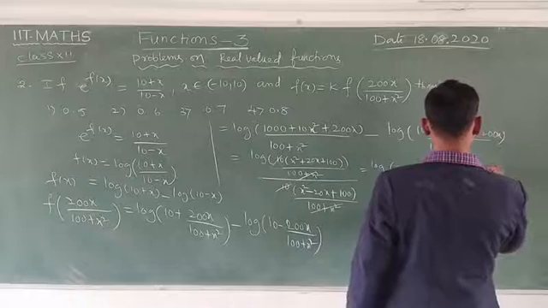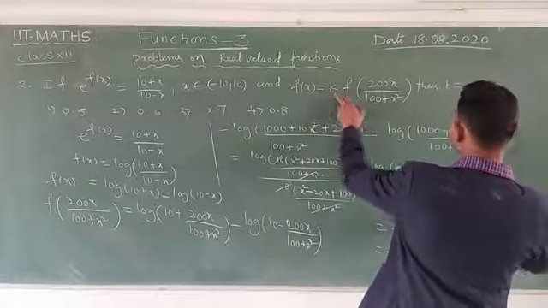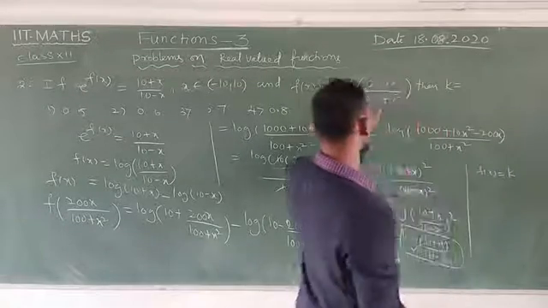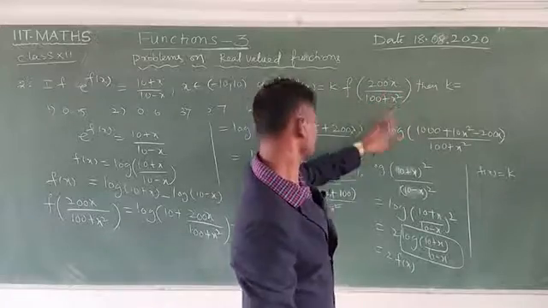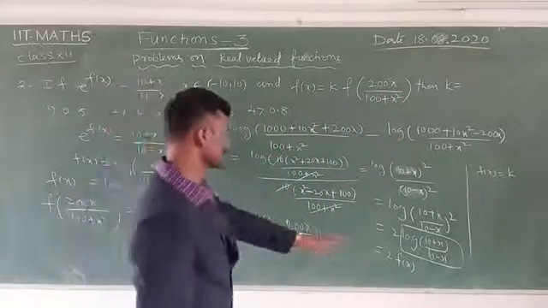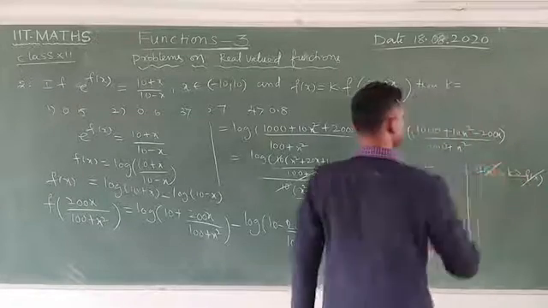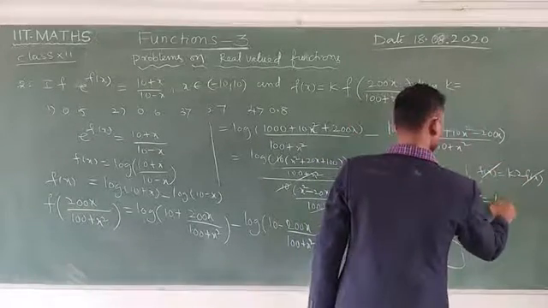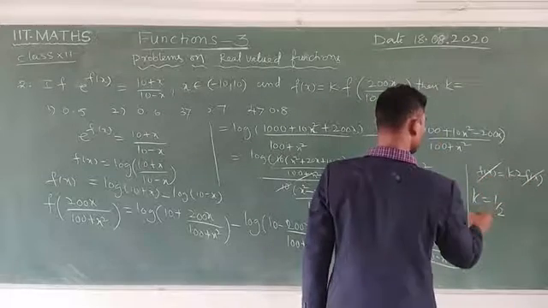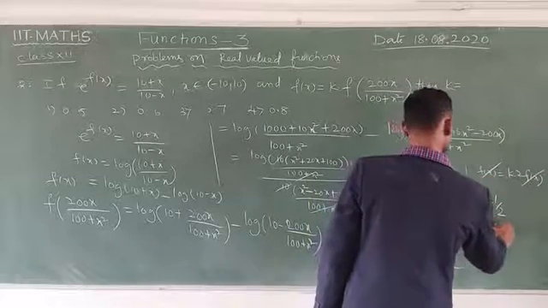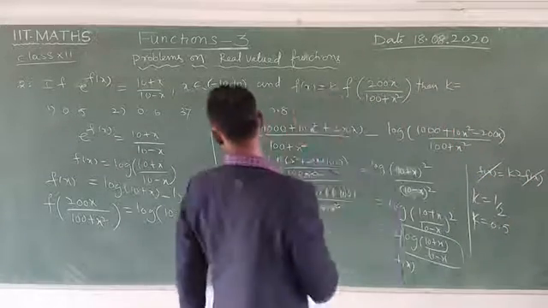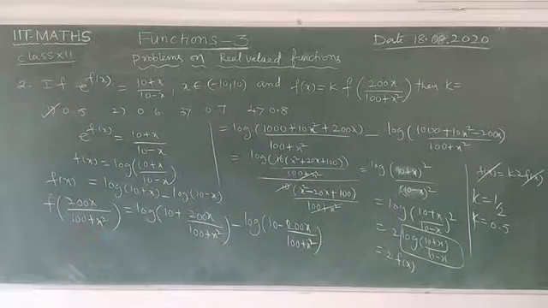f of x is equal to k into this f of 200x by 100 plus x square value, which is equal to 2 times f of x. Here f of x cancels, k is equal to 1 by 2, this 2 going this side means 1 by 2. k is equal to 0.5. Now which value? Here, first option, note down.